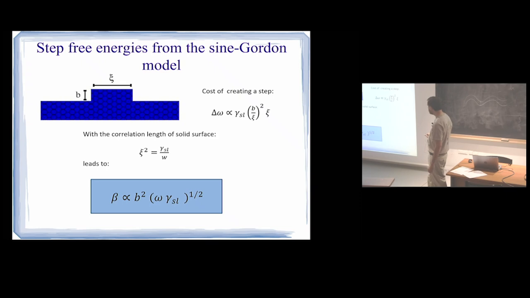And the good thing is that from my model, using the same arguments I described at the beginning, I can get the cost of creating a step. Beta is the step free energy, the cost of creating a step. And this free energy depends on my parameter W, the one that was describing the cost of creating lattice defects. Okay? So if I want to calculate step-free energies, I just need to know the W value of my parameter of the lattice. In the sine-Gordon potential, I have this W parameter.